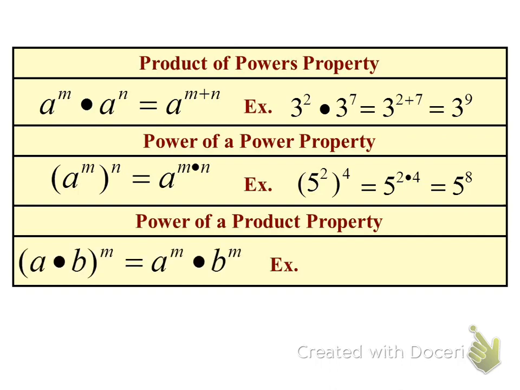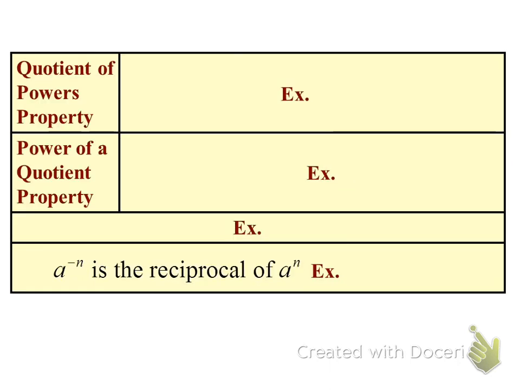Power of a product, though, we haven't really been exposed to this too much, but if you have something inside parentheses raised to a power, you can distribute that power. So for example, if I had 2 times 3 raised to the 6th, then that means it's 2 to the 6th times 3 to the 6th.